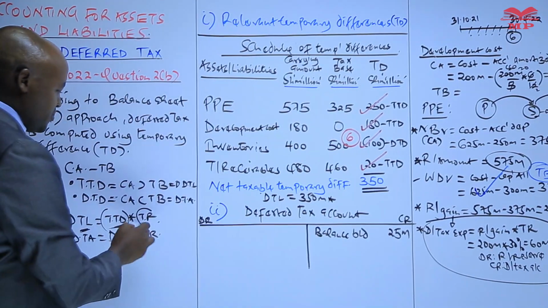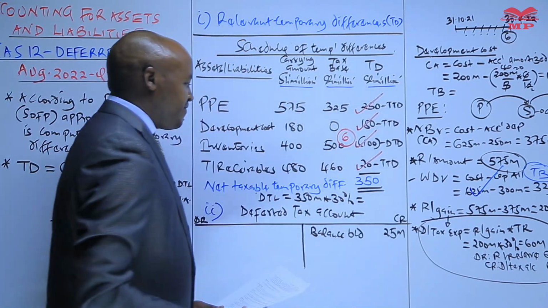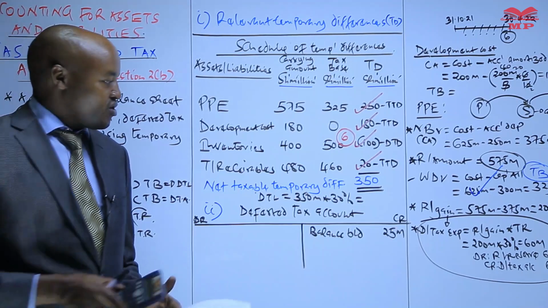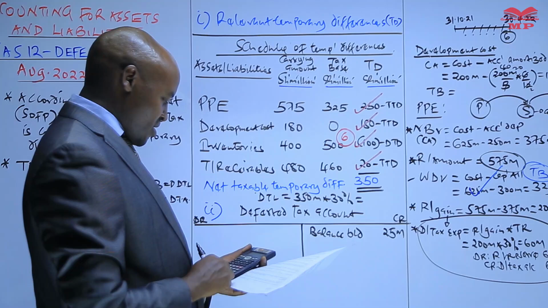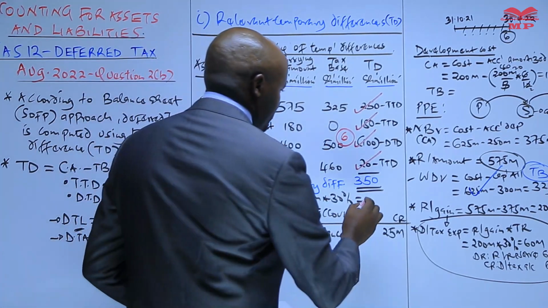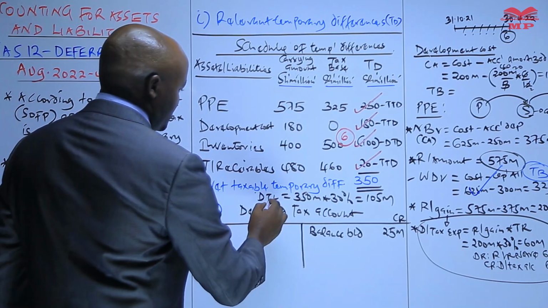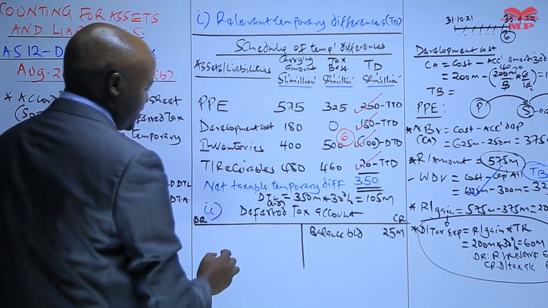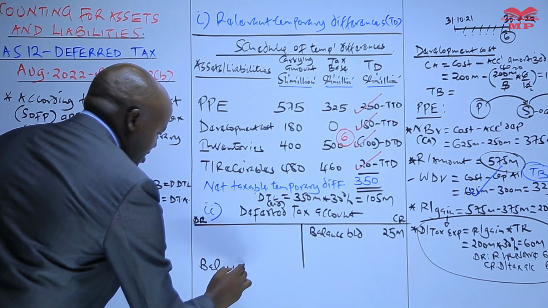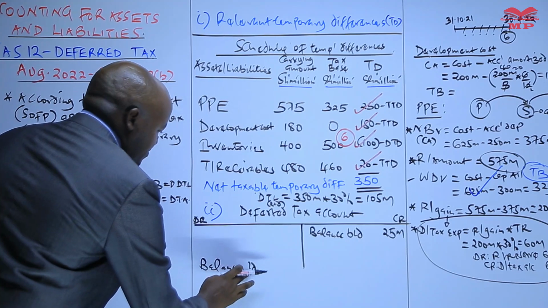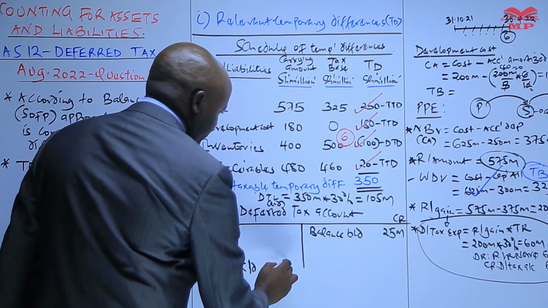We multiply that with what? With the tax rate. The tax rate we know is 30%. This will give us the deferred tax liability at the end of the year. So we have 350 times 30%, and that will give us 105 million. This is the deferred tax liability at the end of the year, and we record it on the debit side of this account, but down here.